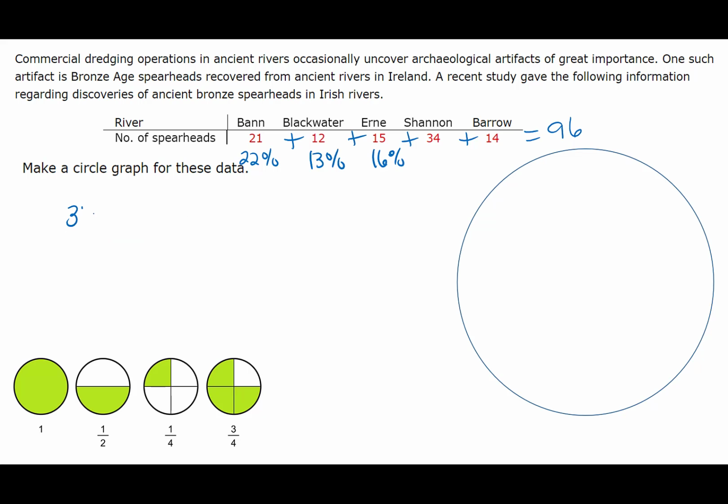And the Shannon River is 34 spearheads out of 96. We'll multiply that times 100 to convert it to a percentage. It's 35.41, so we can keep that one. We'll round it back down to 35. And the last river is 14 over 96 times 100, which is the decimal 14.58. And let's round that one up to 15.